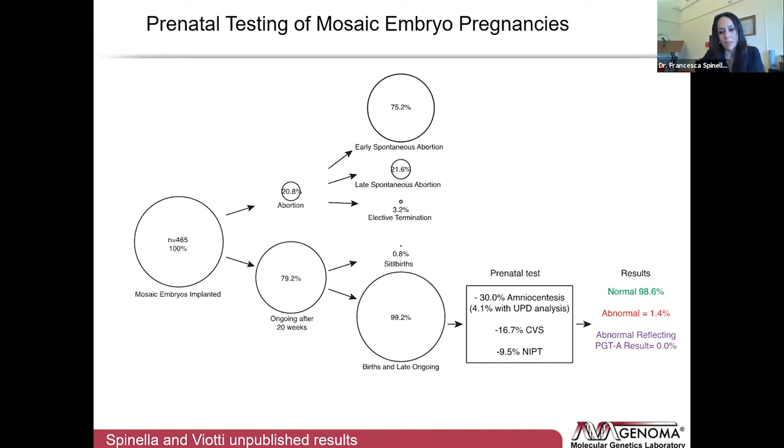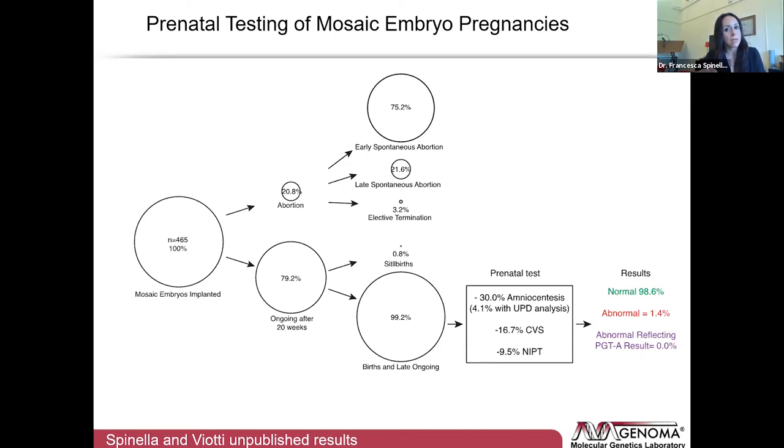From our data, as you can see in this presentation, we obtained very encouraging results. We found that the majority of mosaic embryos implanted, and that about 30 to 40% of mosaic embryos resulted in healthy babies. This graph shows that all our pregnancies obtained after the transfer of mosaic embryos were tested with prenatal testing, and all of the fetuses were normal. In particular, 98.6% were normal, and only 1.4% were abnormal. But this abnormality was not related to the chromosomes involved in the mosaicism.